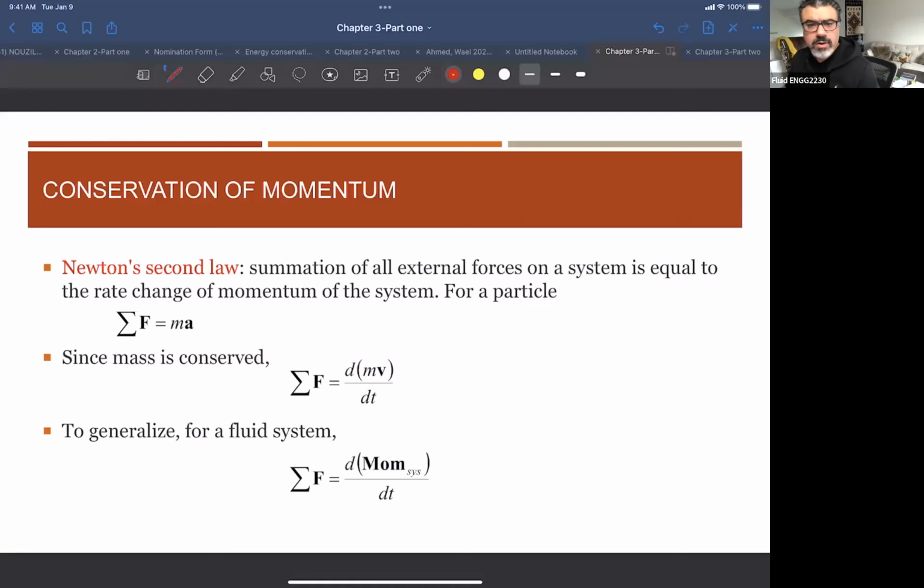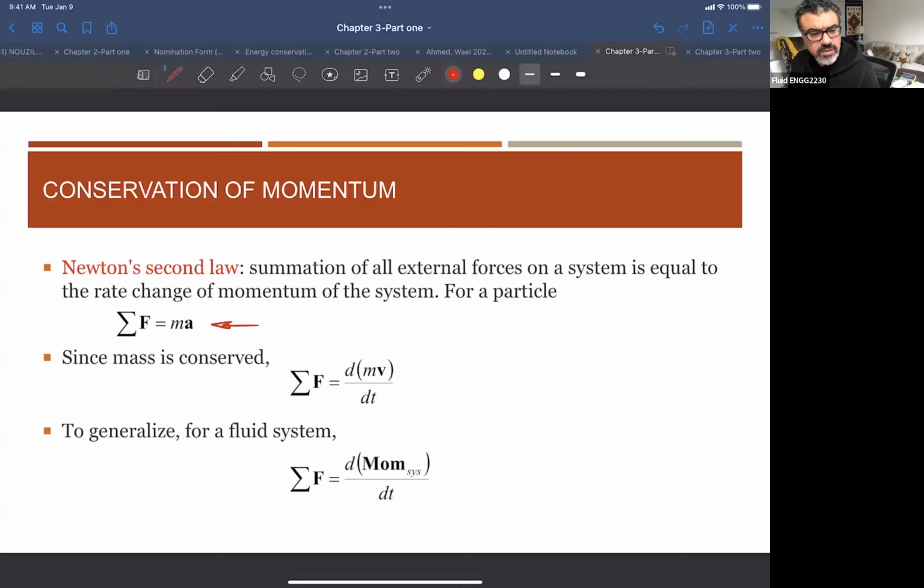So we're still going to apply the same Newton's second law, because Newton's second law is basically dealing with the summation of all the external forces on any system being equal to the rate of change of the momentum inside the system. Okay, so you might have seen this many times, right? And even in our course this year, we talk about this.